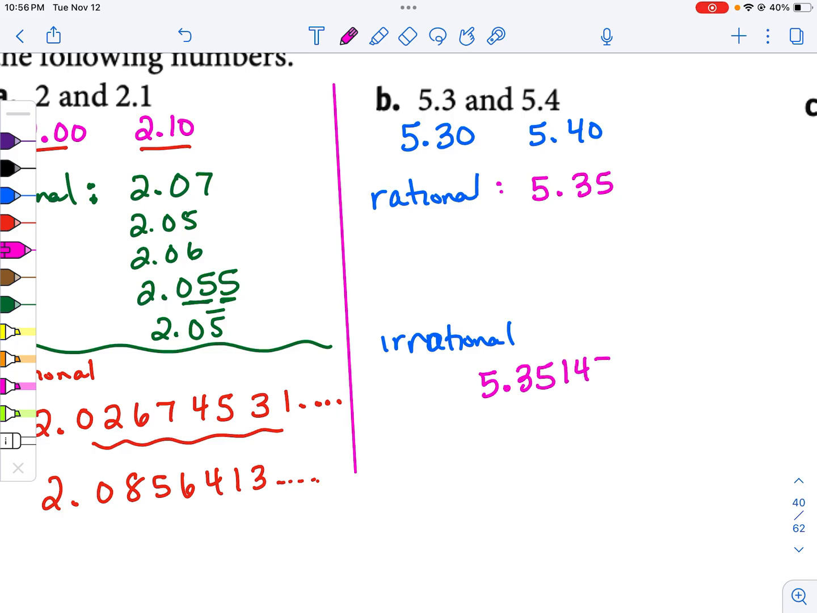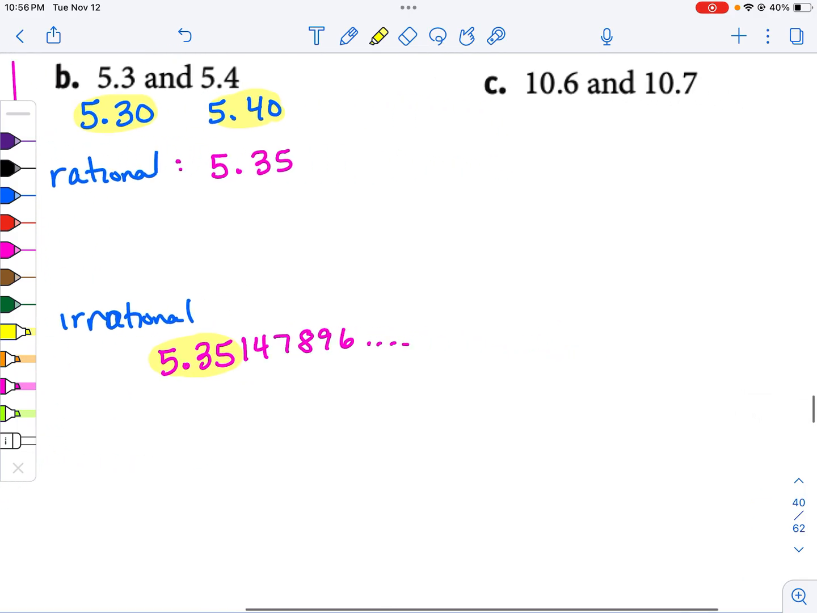I could go 1, 4, 7, 8, 9, 6, and I just made up a bunch of random numbers between 1 and 9, but then we got to put that dot, dot, dot at the end. So if you take a look at the first three digits, 5.35, that's between 5.30 and 5.40. We could have picked 5.36, 5.37, 5.38, and so on.